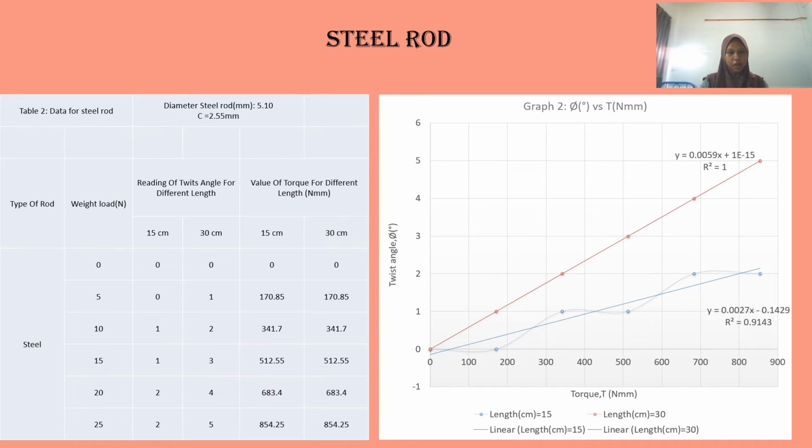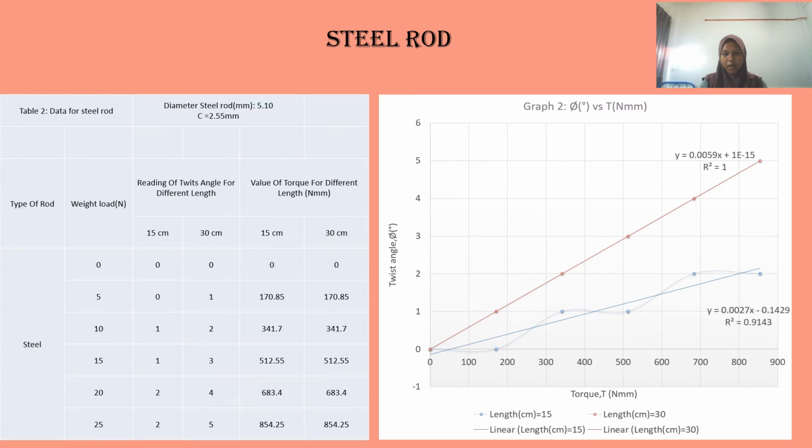For this one, we read the twist angle for different lengths, which are 50 and 30 centimeter. From that we get the data, and after that we calculate the torque for the different lengths, 50 centimeter and 30 centimeter. After we calculate all the data, we do the graph. Same as just now, we use the twist angle in degrees against the torque in Newton millimeter. From that you can see the trend line.